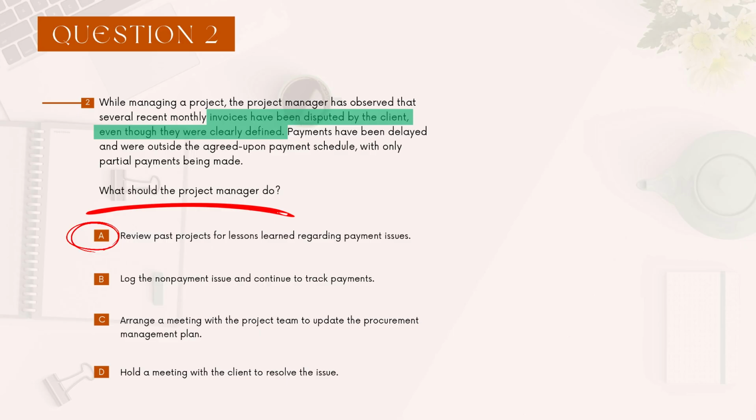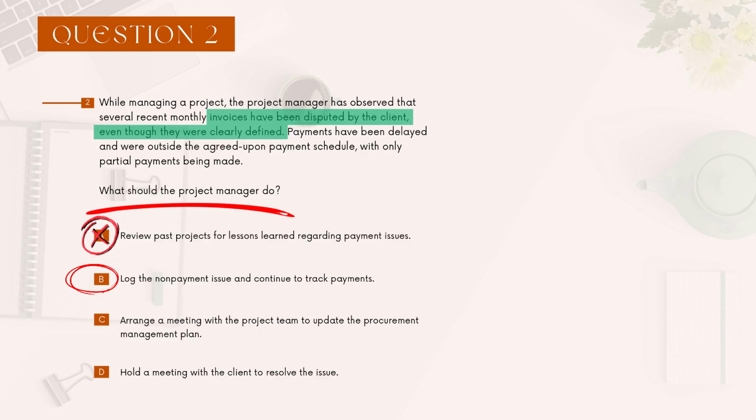A, review past projects for lessons learned regarding payment issues. Now, here's a very, very interesting thing, and I'm giving you this quick hack. When the question does not mention anything about a past project, and the answer mentions looking at a past project or the lessons learned regarding this past project, eliminate that. Why? Because they're mentioning a piece of information in the answer that has not been mentioned in the question. This is a contradiction of one of our principles. So eliminate that.